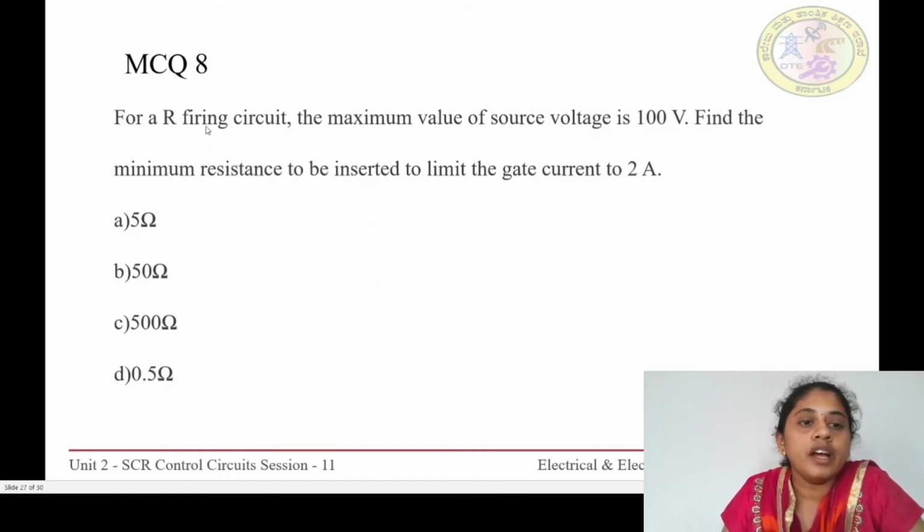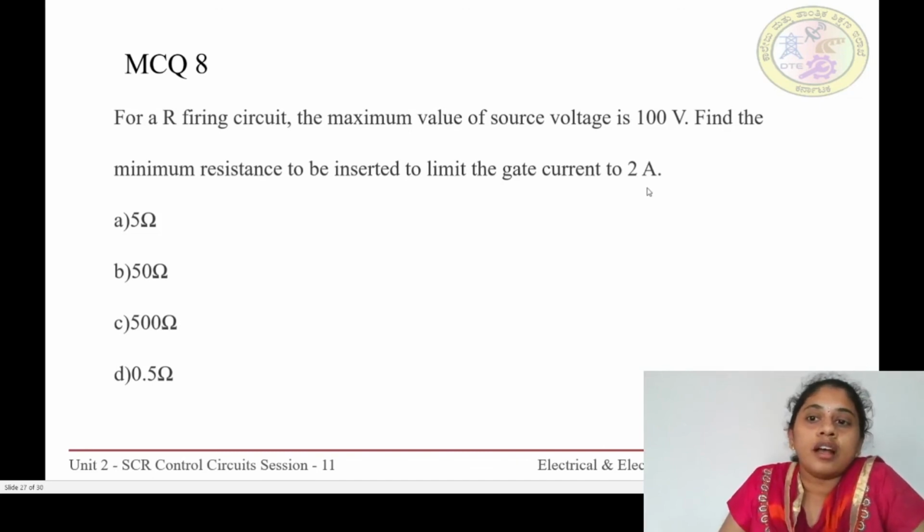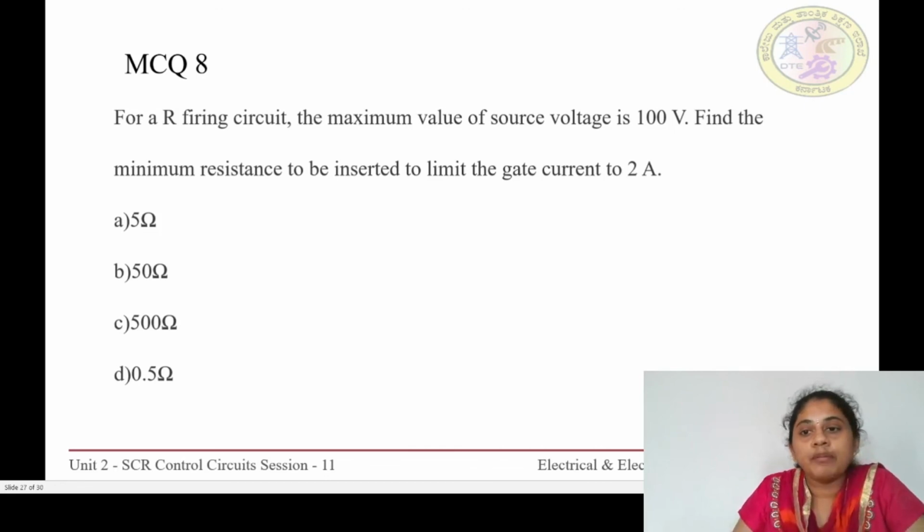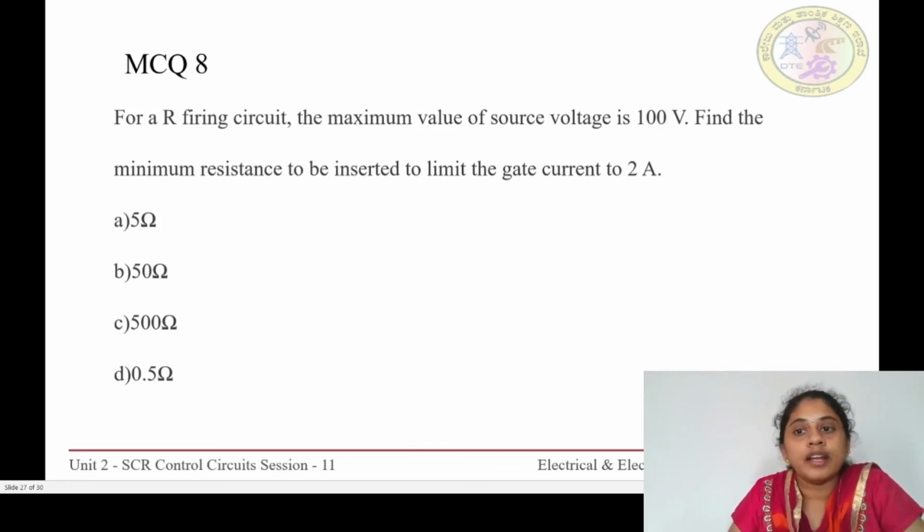Next question. For an R firing circuit, the maximum value of source voltage is 100 volts. Find the minimum resistance to be inserted to limit the gate current to 2 amps. I hope you remember this equation. R minimum should be greater than or equal to V max divided by maximum gate current. So R min is equal to V max, 100, divided by IG, 2 amps. 100 divided by 2 is 50. Yes, the answer is B, 50.